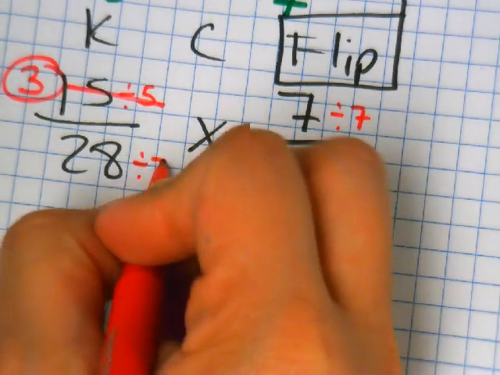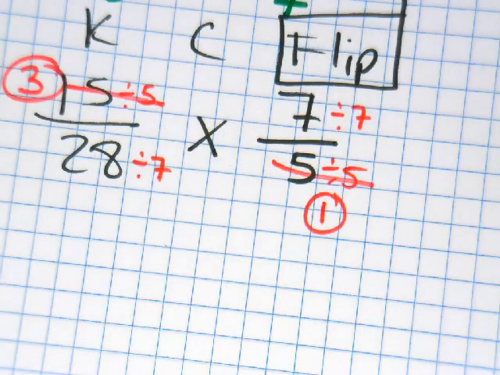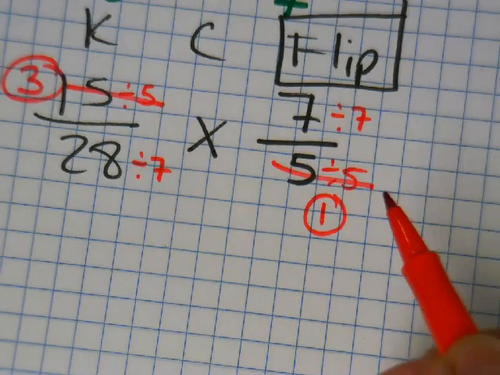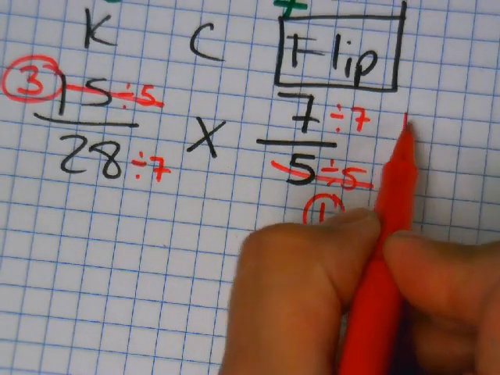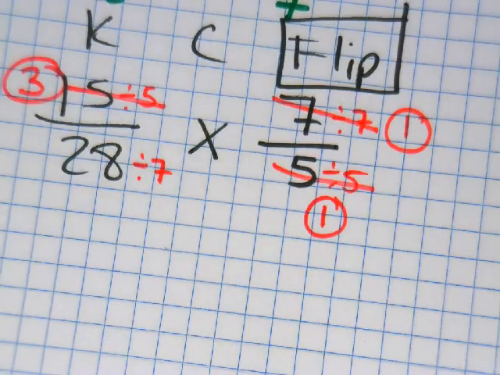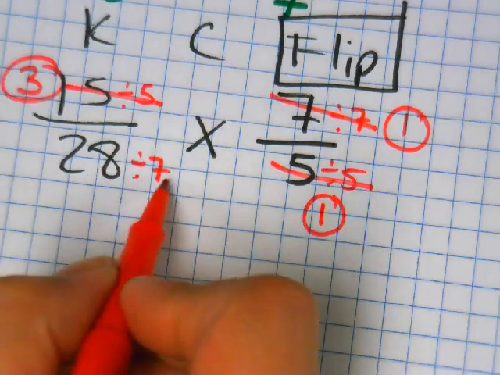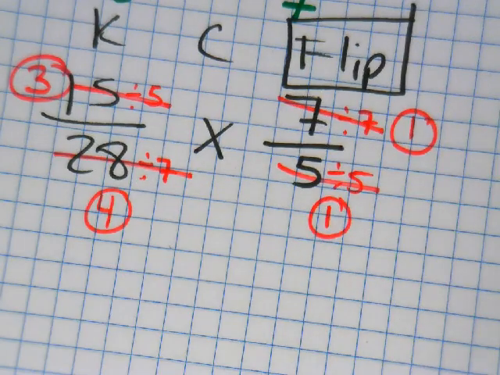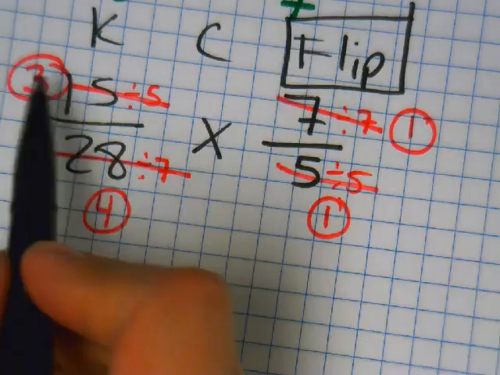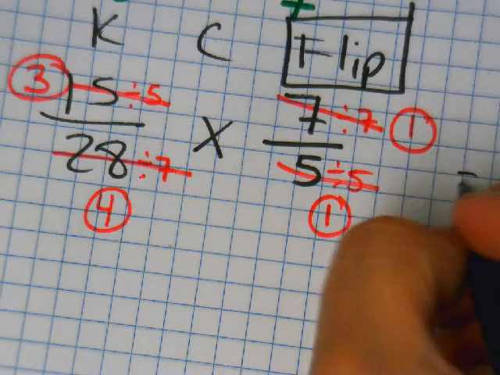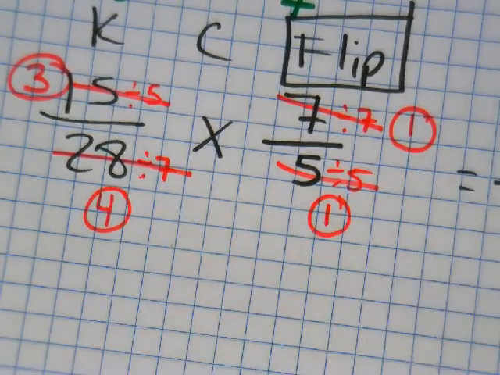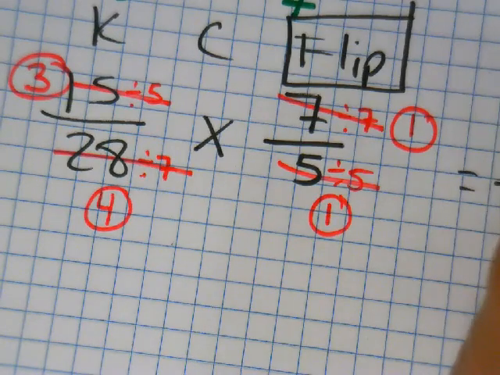7 divided by 7? 1. Cross it out. What's 28 divided by 7? 4. Cross it out. 3 times 1? 3. 4 times 1? 4.